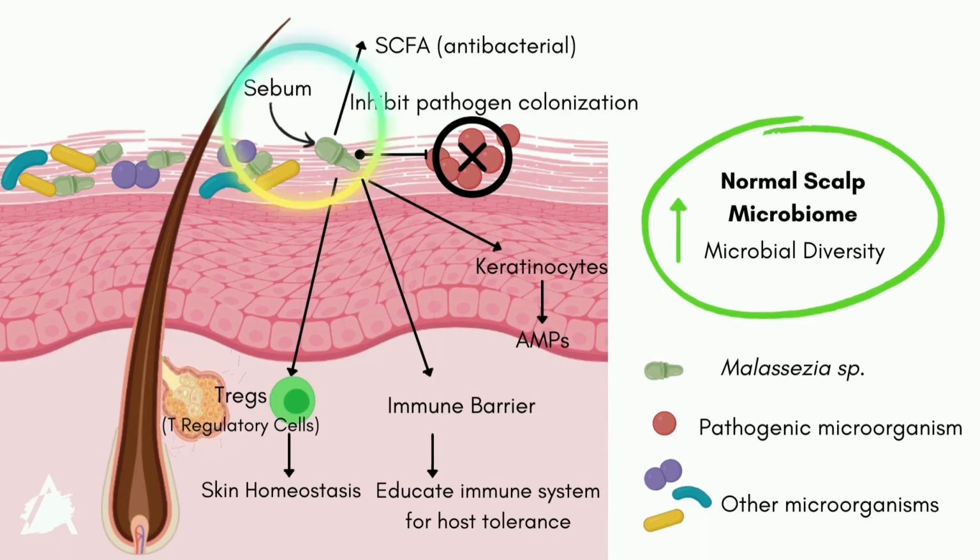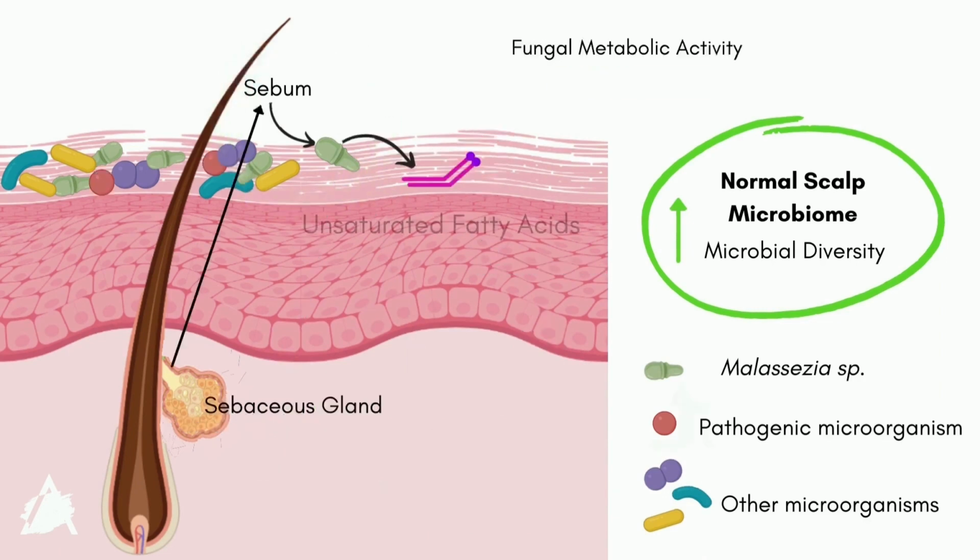While metabolizing the sebum, Malassezia consumes saturated and unsaturated fatty acids in the sebum and releases the unsaturated ones on the scalp with normal fungal metabolic activity due to the balance between the barriers.